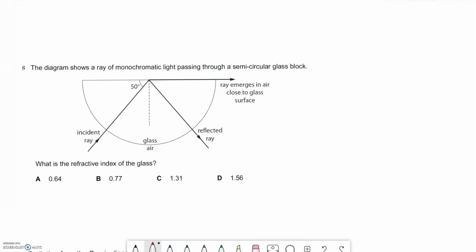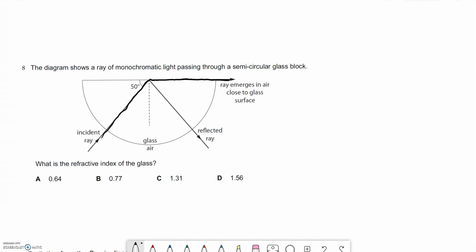So I'm going to go through the questions that, as a class, you found the hardest from that multiple choice questions on light. First one was number 8. Now in this one, the first thing to spot is that the ray is coming in along here and then going along the surface from the glass to the air.